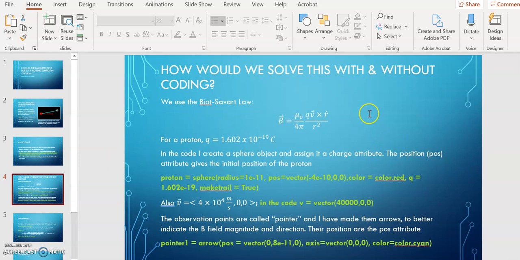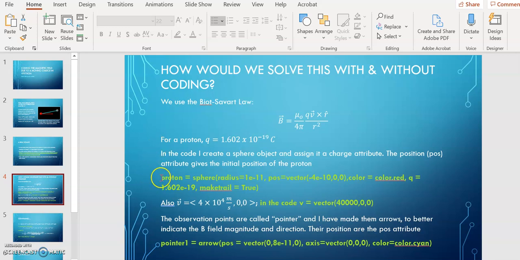So here we have the Biot-Savart law. B is equal to mu naught over 4 pi, q v cross r hat over r squared. So this is the Biot-Savart law for a point charge. Now in this case, q is the charge on a proton, which is 1.602 times 10 to the minus 19 coulombs. What I did in the code was I created a sphere object. It was a red sphere, as you saw, and I assigned it a new attribute called charge, or q, okay?